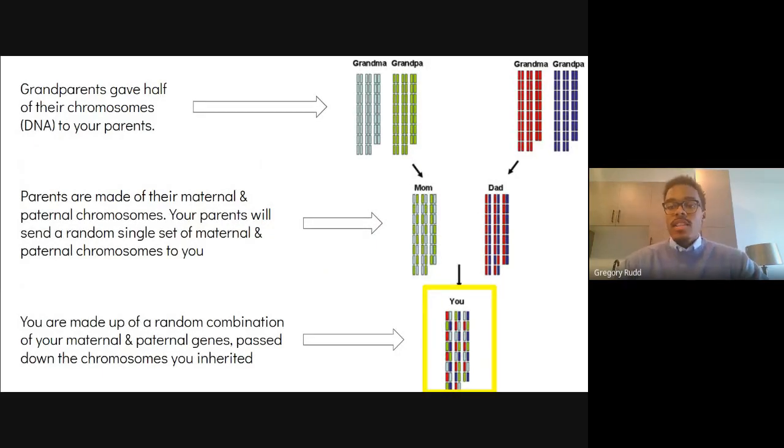So this is what it looks like. This is what heredity looks like. Your grandparents gave half of their chromosomes, their DNA, to your parents. So grandma and grandpa gave half of their DNA to mom. Other grandma and grandpa gave half of their DNA to dad. Grandma gives 23, grandpa gives 23, mom has 46 in total.